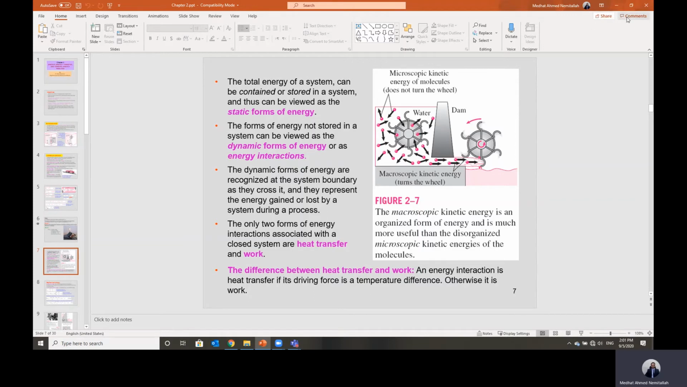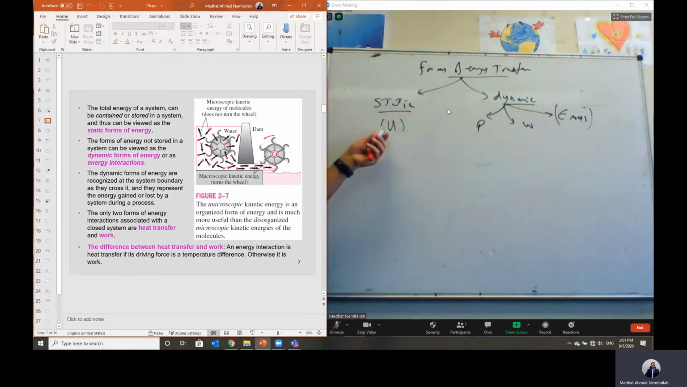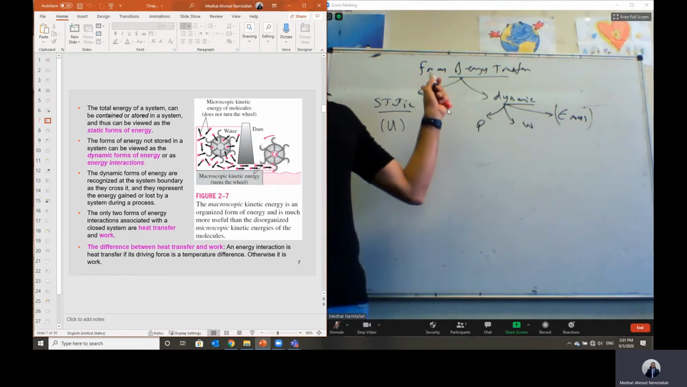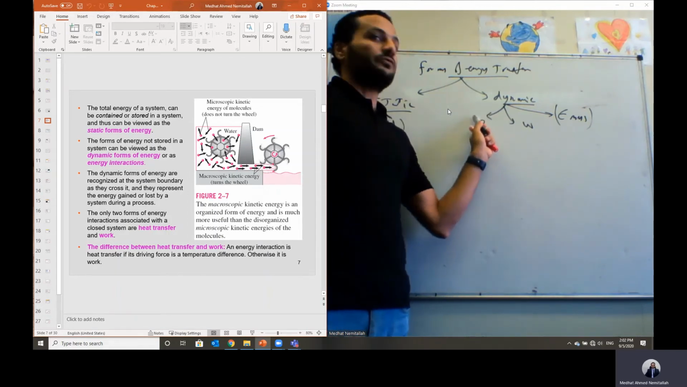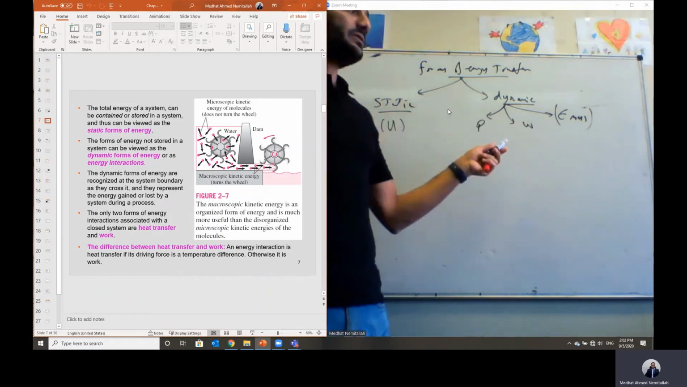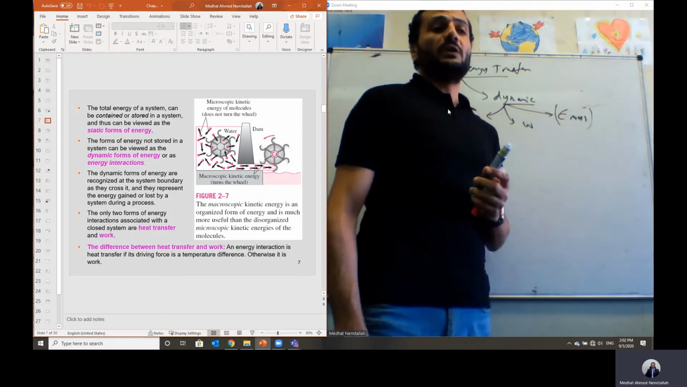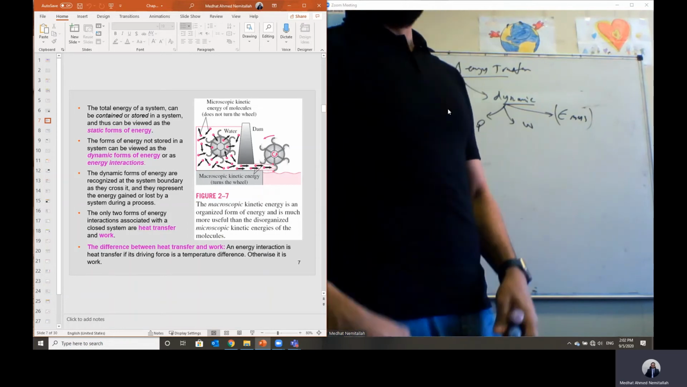Okay, so those are the forms of energy. We have a static form of energy, which is the internal energy. It is not transferred; it cannot cross the system boundary. What can cross the system boundary are the forms of energy transfer by heat, energy transfer by work, or energy transfer due to mass transfer.